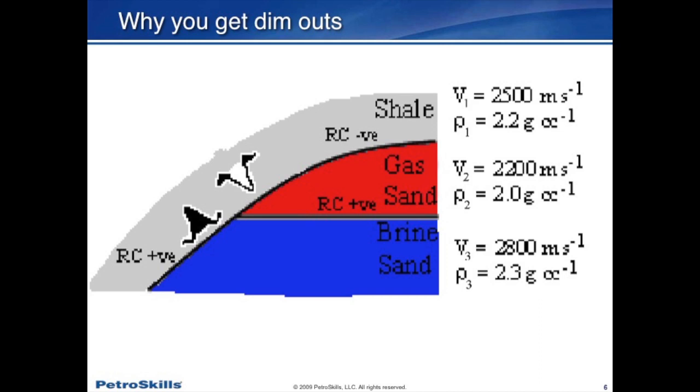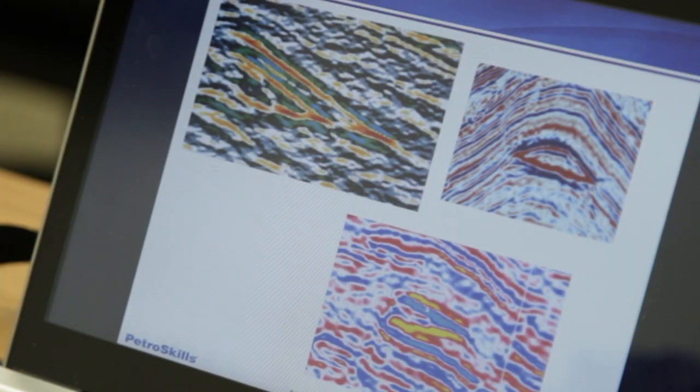Now, why do we get dim outs? If you look at it, the reflection coefficient between the shale and the overlying brown sand can be fairly high. When you replace that with gas, you reduce the velocity of the sand to the point where the reflection coefficient becomes significantly lower, and where you hit that interface, you go from a very strong peak to sometimes a complete reversal in polarity and end up with a trough across the top of the event. So not only can we get complete dim outs, we can also see just a reduction in amplitude as well. We can also get flat spots on our seismic data, and here's an example.